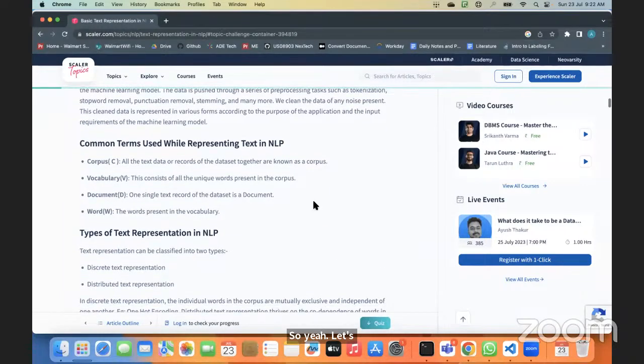Let's skip the introduction and start with this. As we discussed yesterday, there are different levels of text in NLP: corpus, vocabulary, document, and word. These are the terms that we will be using.